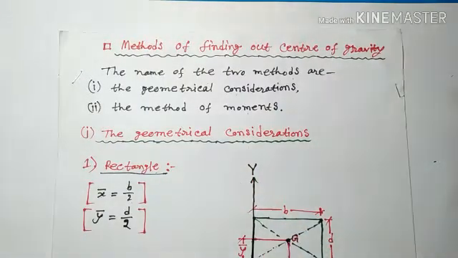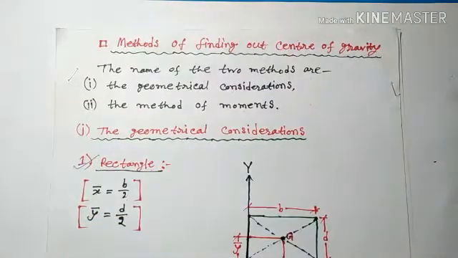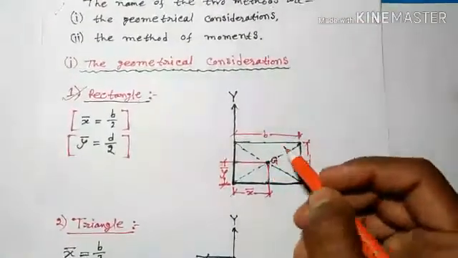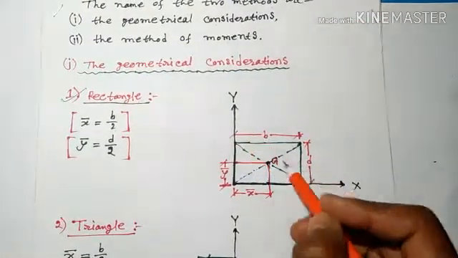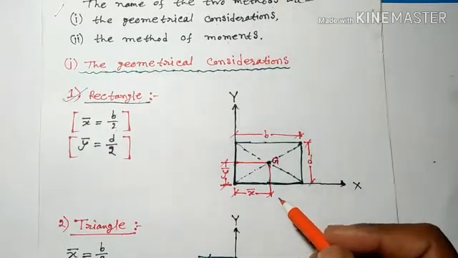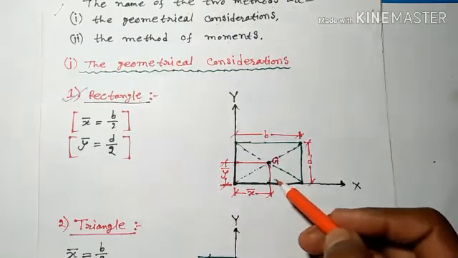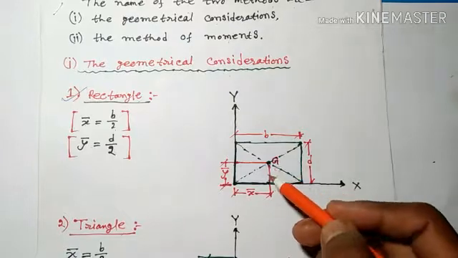In geometrical consideration, we can find the center of gravity of some plane figures by some formula. Now we see the formulas of some plane figures. The first figure is a rectangle. Here this is a rectangle. The length of the rectangle is b and the depth is d. And the CG of a rectangle is at the point where the two diagonals intersect each other.